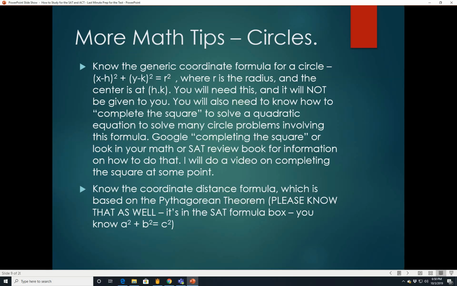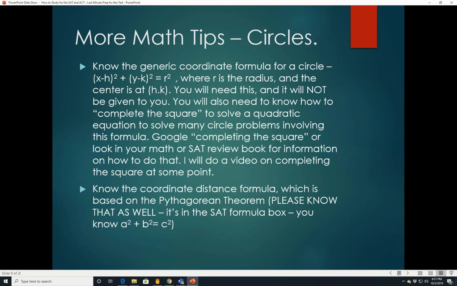More math tips. Circles. You want to know the generic coordinate formula for a circle. (x minus h) squared plus (y minus k) squared is equal to r squared, where r is the radius and the center is at (h, k). That shouldn't be h point k, that should be h comma k. Sorry about that. It's an ordered pair. You'll get it. You will need this, and it won't be given to you.